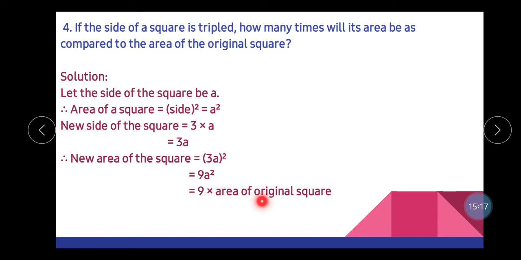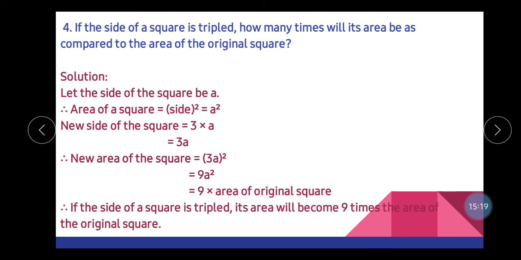That is 9 into the original square. Therefore, if the side of the square is tripled, the area will be 9 times the area of the original square.